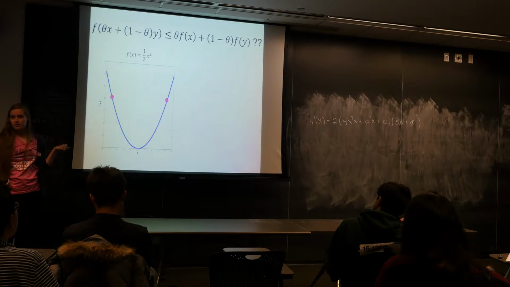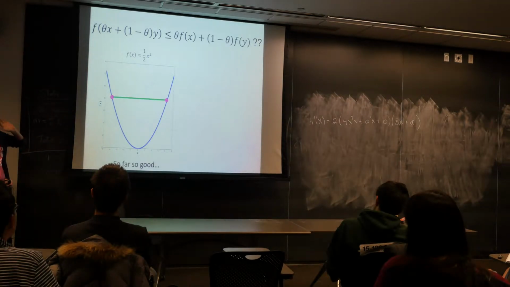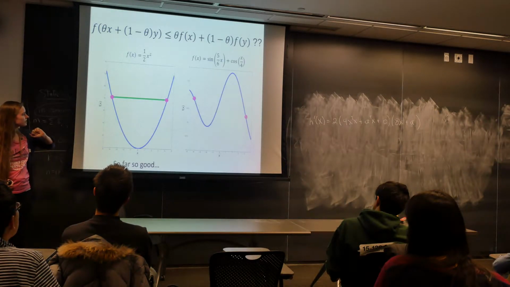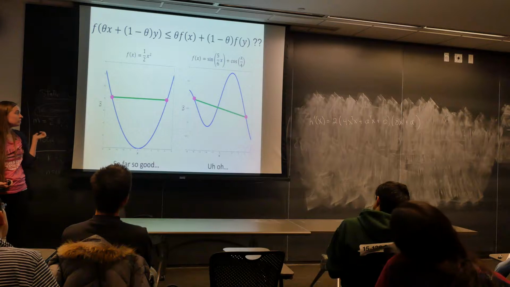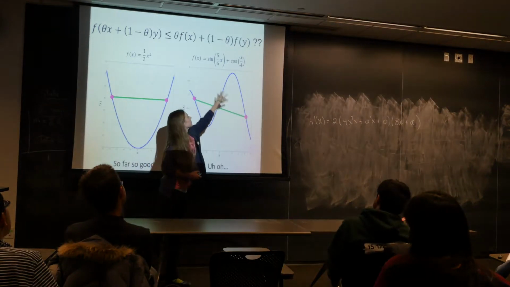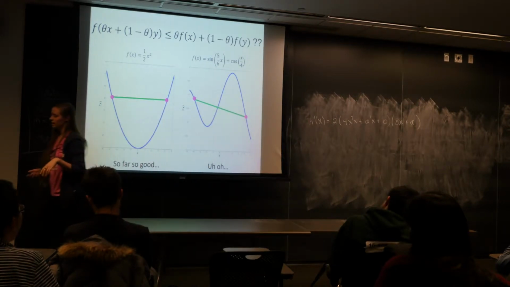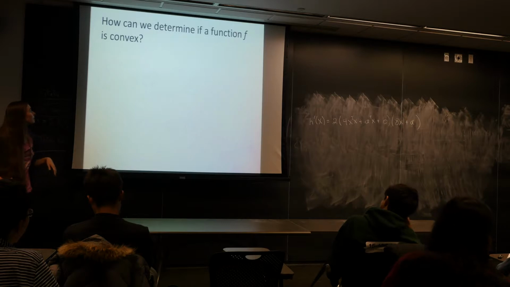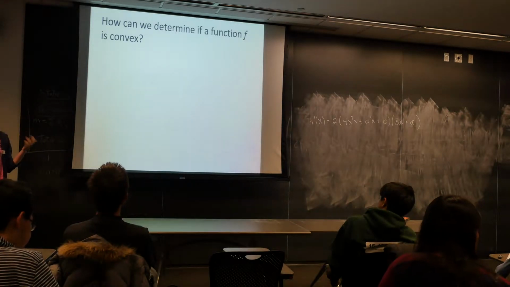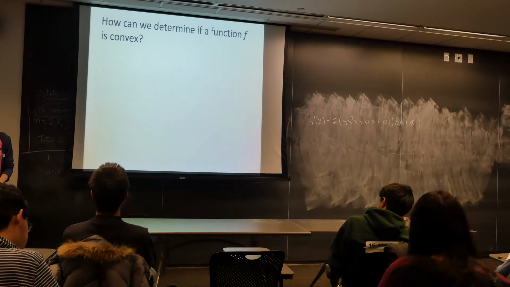But now we're going to pick 2 different points. Here, you can see, still doing all right with our parabola. But if we take the same 2 points on this other function, we have a problem because this whole section here, the function is above the line. So it's violating the definition of convexity there. Other than using the definition of convexity, there are a couple other ways that you can determine if a function is convex.